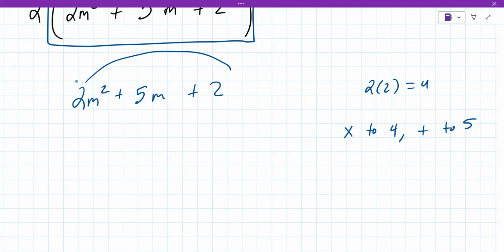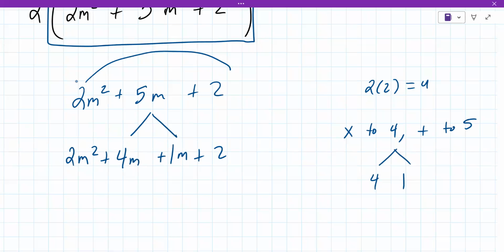So 4 makes 5. It has to be times. Yeah, 1 and 4. Very good. So here's how we're going to do it. We're going to split apart 5m into 4m plus 1m, and we're going to bring the other stuff down: 2m squared plus 2.